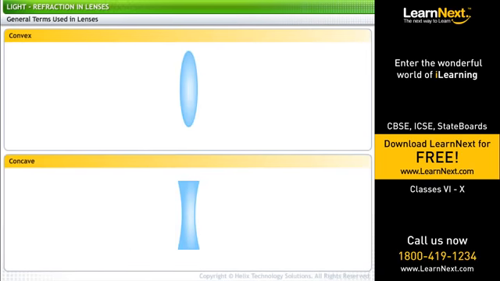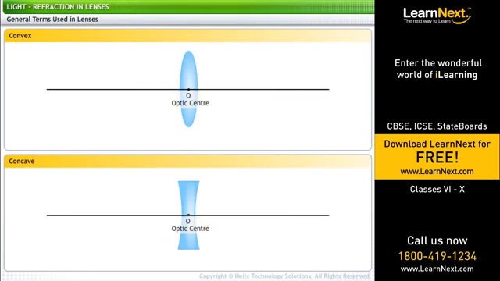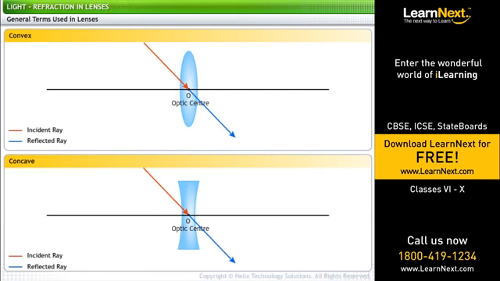In your study of lenses, both convex and concave, you will use some general terms to identify the location of images. Optic center is a point on the axis of a lens such that any light ray passing through this point emerges without refraction. It is also known as the pole of the lens. As shown in the figure, O is called the optic center of the lens.